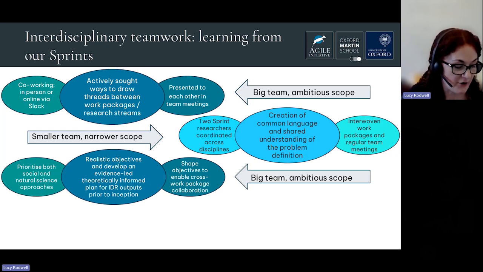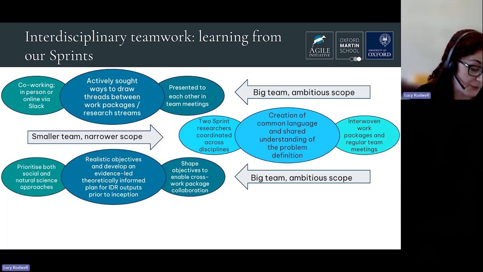And they managed this very ambitious project with very rigorous project management and regular workshops that brought in expertise from a vast range of stakeholders. However, the ambition did put a lot of pressure on the team, and in hindsight, they would have redesigned the interdisciplinarity in the sprint to give equal weight between both the social and the natural science approaches, and reframed the objectives to better enable cross-work package integration.